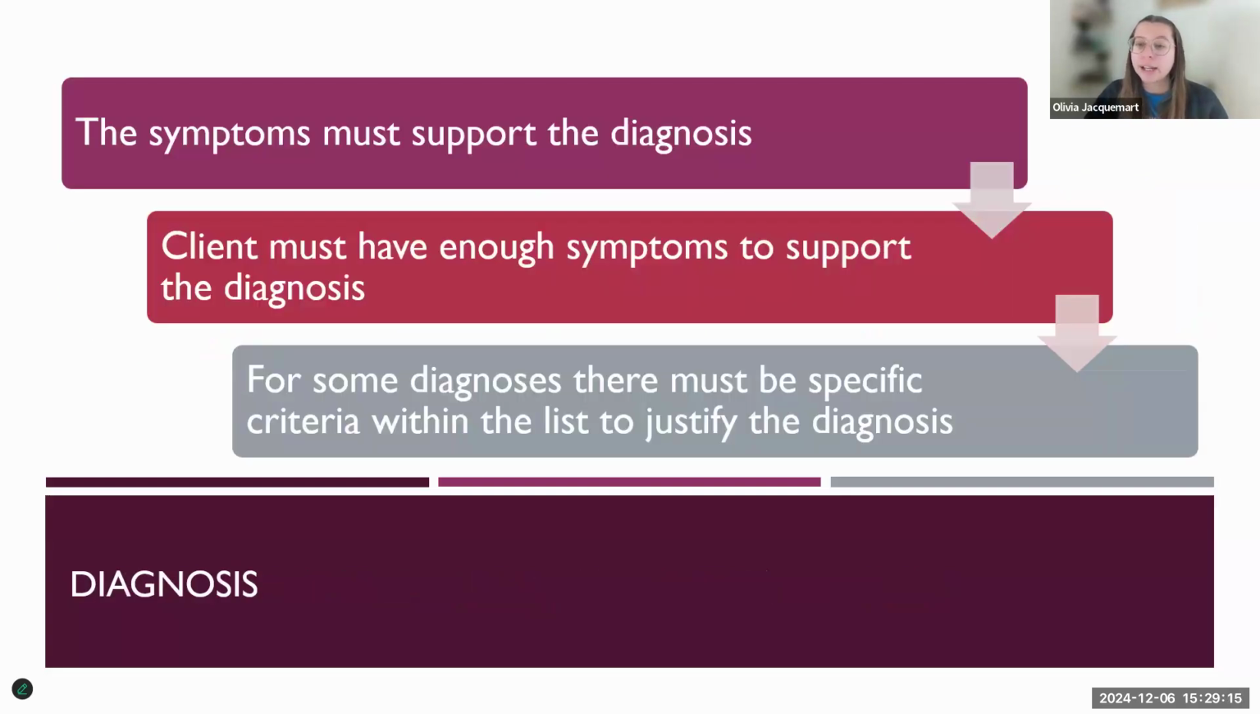And when we look at the diagnosis, the symptoms must support it. So the client must have enough symptoms to support this diagnosis. And for some, there must be specific criteria within the list to justify the diagnosis per the DSM-5. So we need to make sure that if we do diagnosing, we follow correct manual guidelines for the diagnosing.